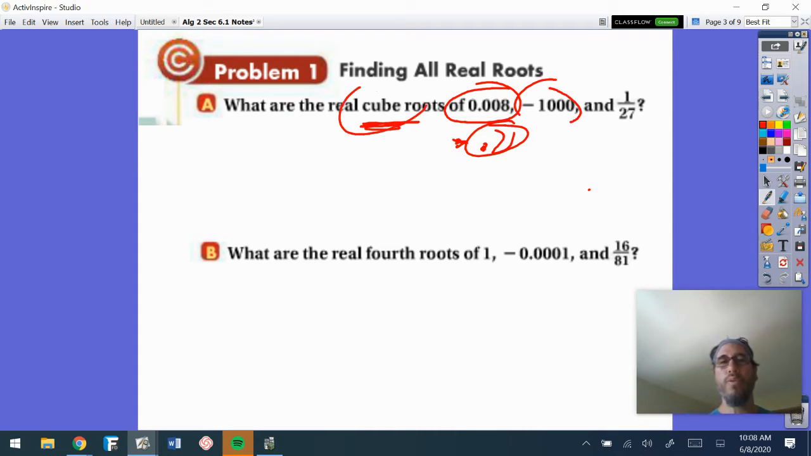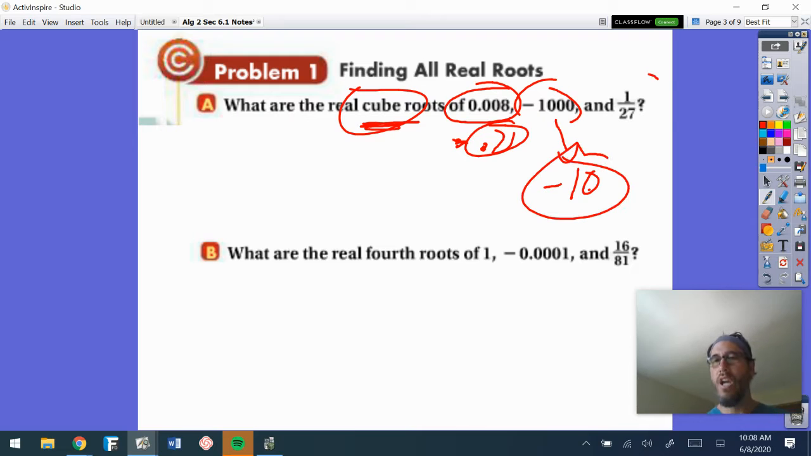Now, these are all cube roots, so you're just going to get one answer. Now, if I was to put that into the calculator, I would get -10. Okay, that's that answer. And then what about 1/27? Now, I could put that into the calculator, but this one's a fraction.